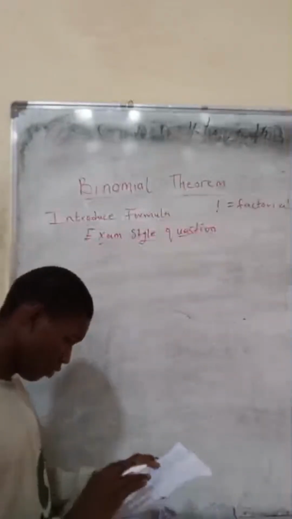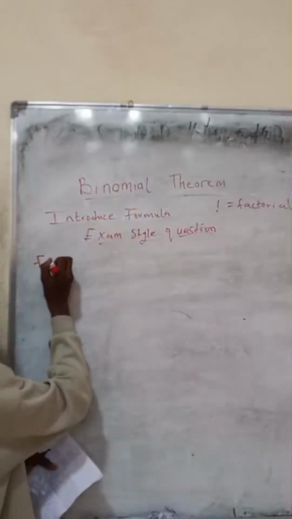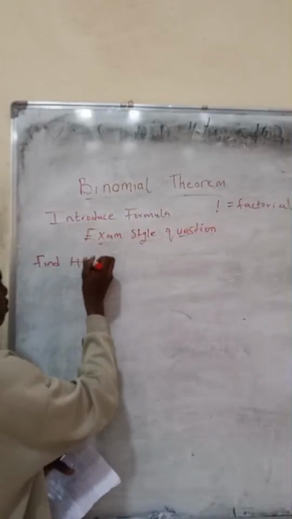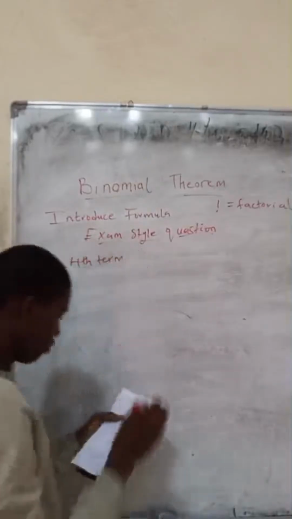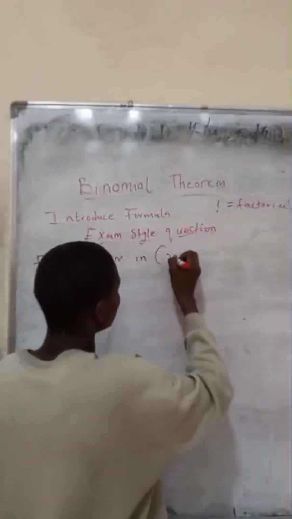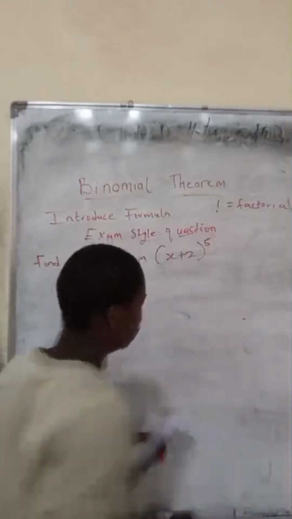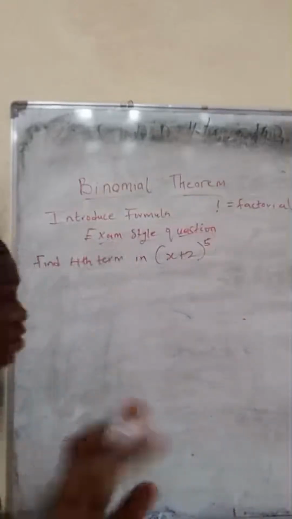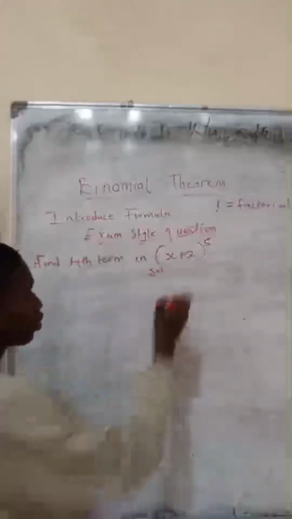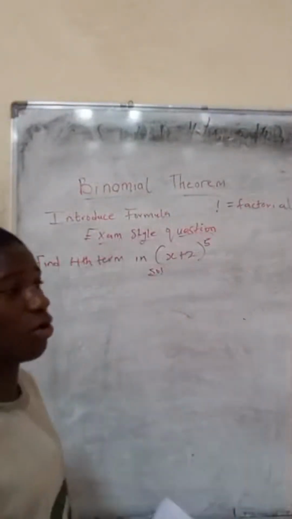So let's go. If you look at what we have here, the question says find the fourth term in x plus 2. This is a very, very good question, you understand? Now, the question says what? We should know what? The fourth term in what? X plus 2 raised to the power of what?